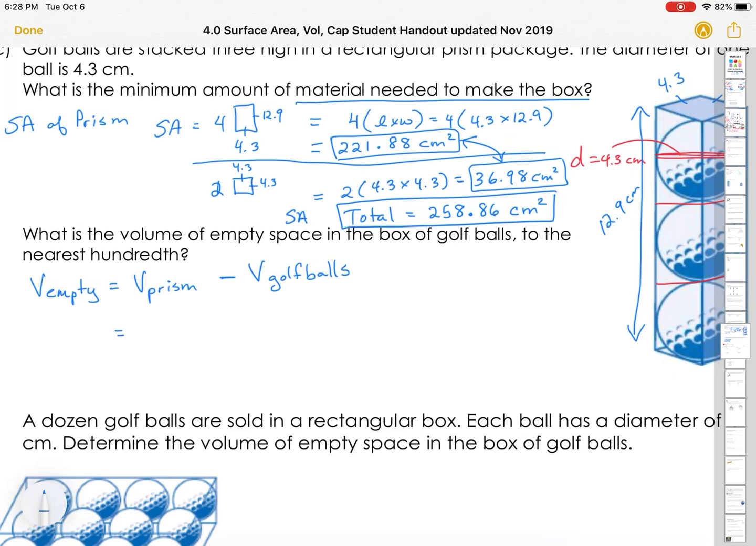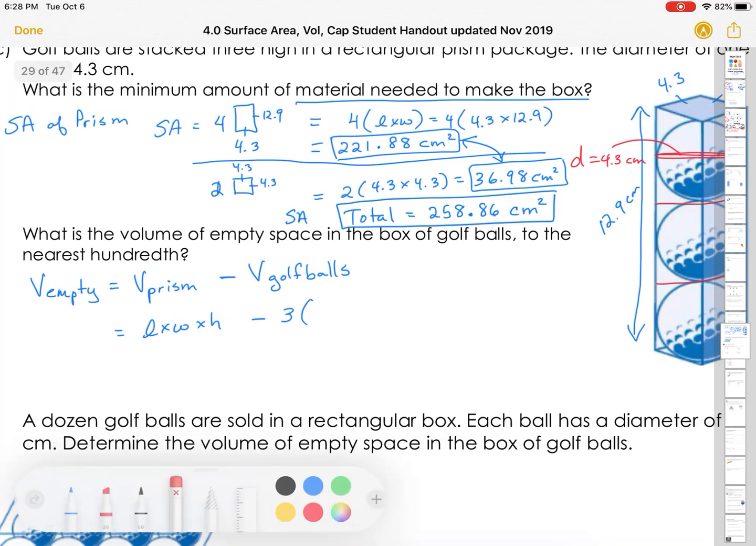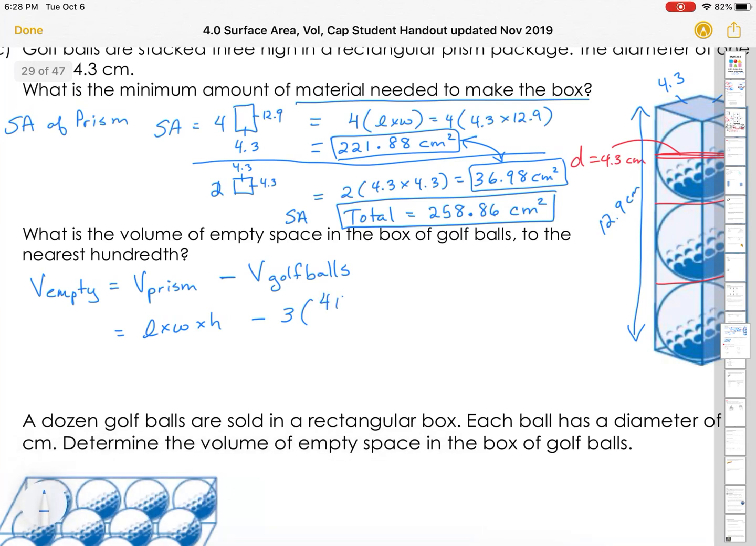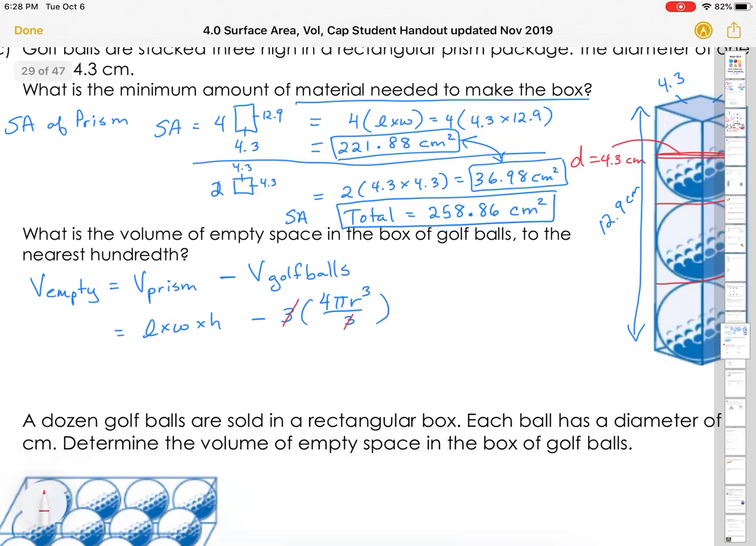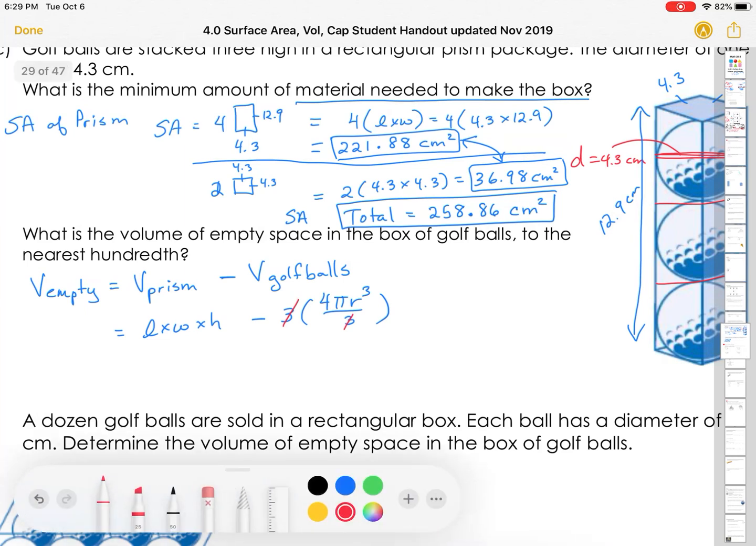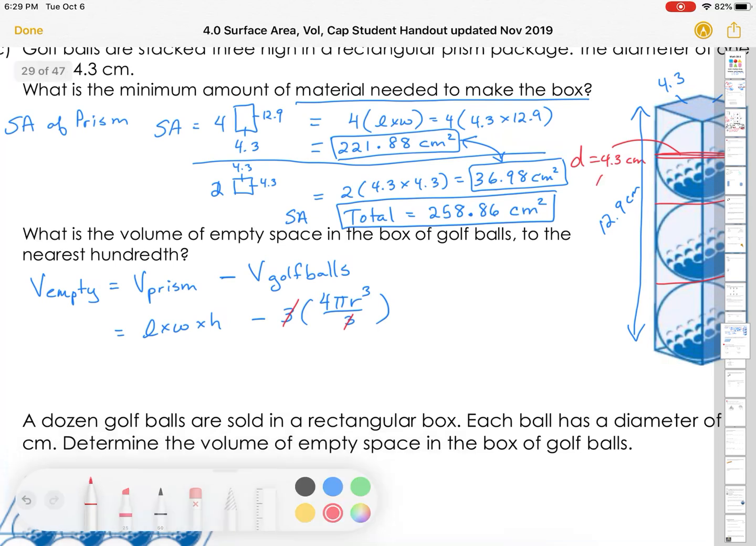Okay, now the volume of the prism, well, I love my rectangular prisms, is length times width times height. And the volume of the golf balls, well, I have 3 of them, but each golf ball is, oh, I wrote the wrong thing. I jumped ahead. 4 pi r cubed over 3. Now, I can, before I even multiply, divide out those 3's. So now let's substitute in what we know.